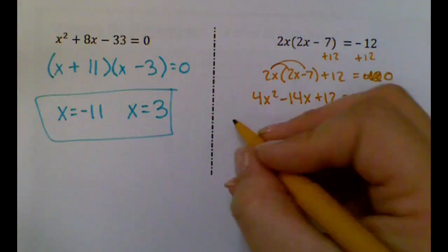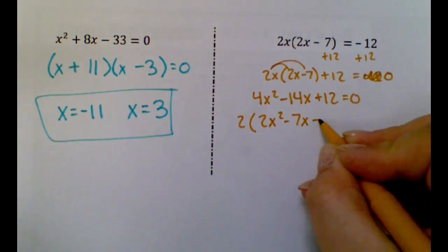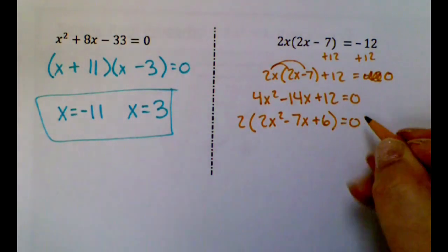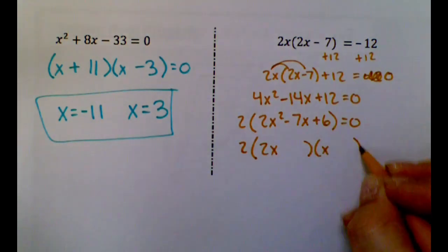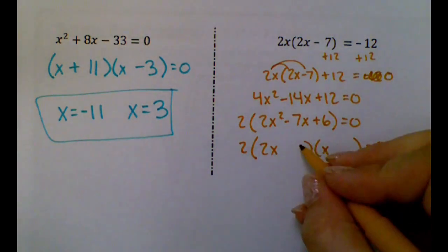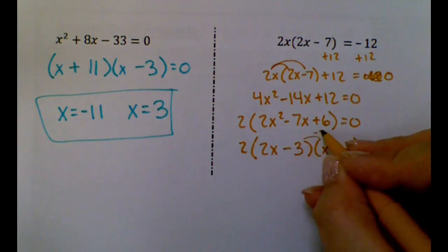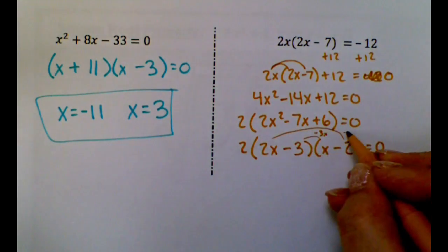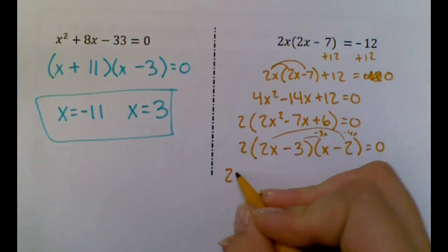Now I take out my GCF, which is 2, leaving me 2x squared minus 7x plus 6. And now I factor. To break apart 2x squared, I get 2x and x. To break apart 6, I can use 6 and 1 or 2 and 3. I believe it is 2 and 3 because both are minuses. That gives me negative 3x and negative 4x, which makes my negative 7x. Now I set each factor equal to 0.